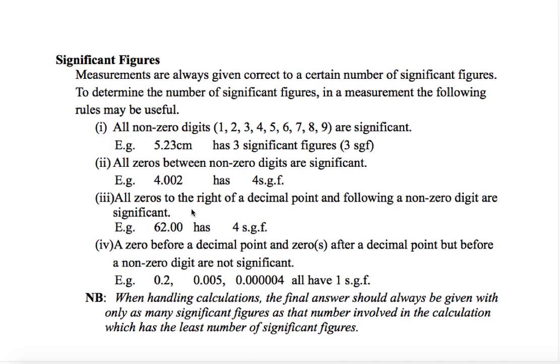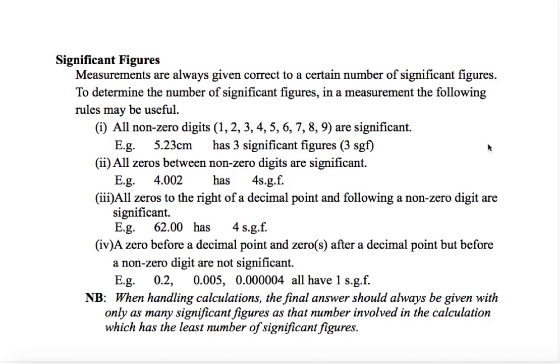All zeros to the right of the decimal point and following non-zero digits are also significant. For example, 62.00 has 4 significant figures again. But a zero before the decimal point, and zeros after the decimal point but before non-zero digits, are not significant. Examples: 0.2, 0.005, 0.000004 has just one significant figure.